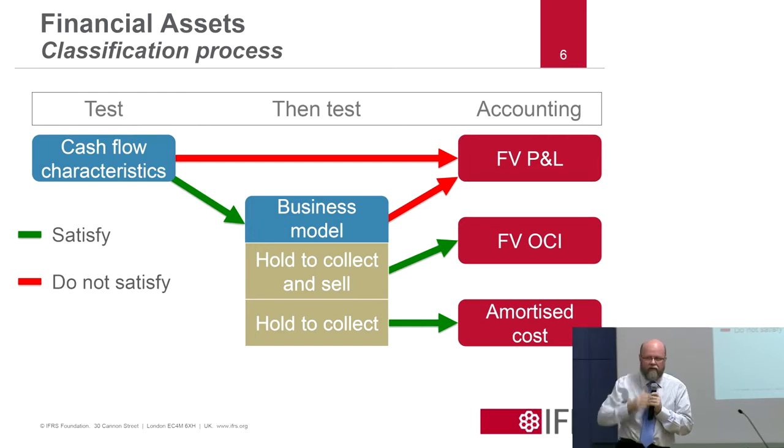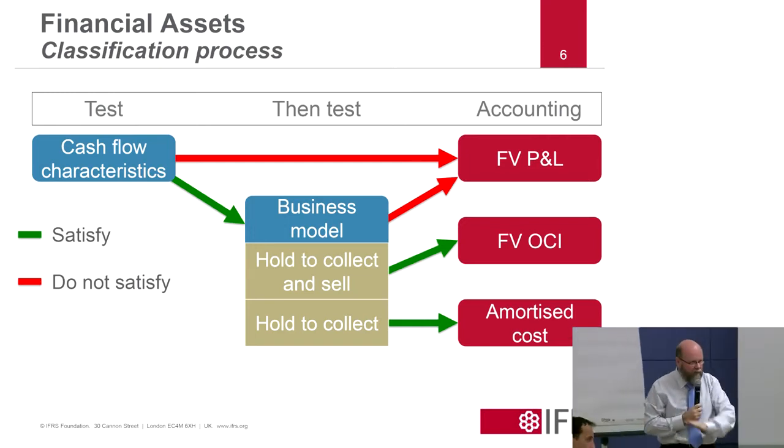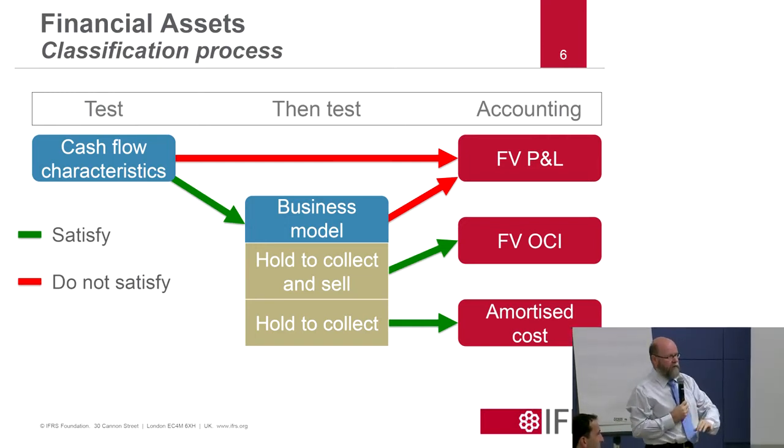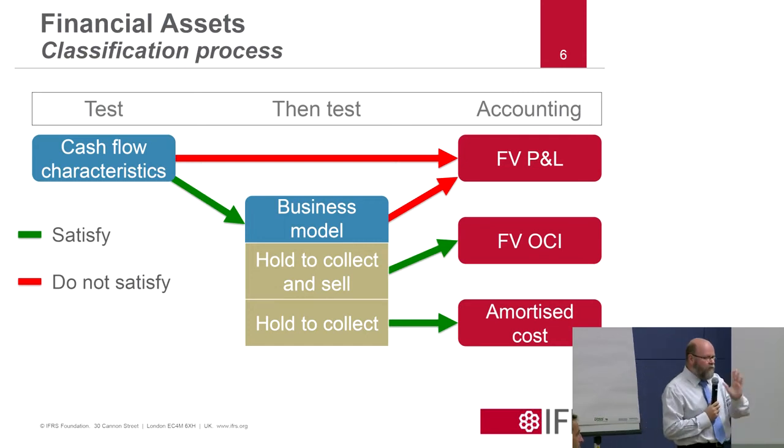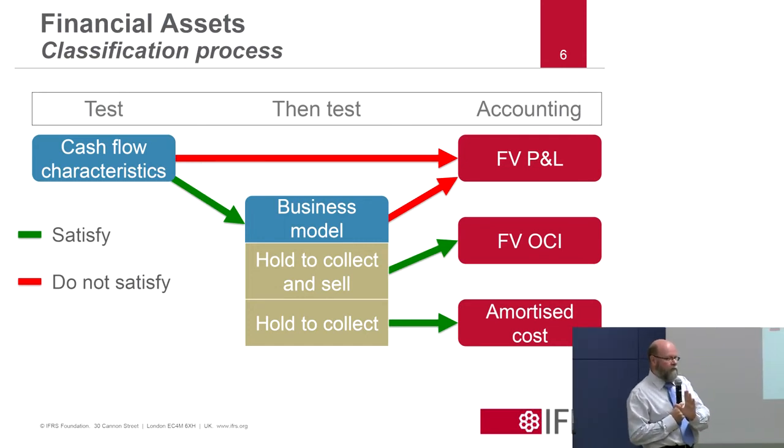And the reason behind that is that if I have a mixture of assets in a specific pot, and I'm managing that pot as a single pot, and some of those assets I'm going to sell on a regular basis and some I'm not, but I am managing it as a single pot, that suggests that any one of those assets might be the one I choose to sell on a regular basis. And so I think you probably start moving towards fair value profit and loss.